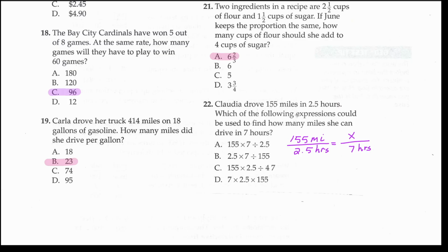See, it didn't say to solve for the answer of X. It's only telling you what is the expression, or how do you set up to solve for the value of X. In this case, you will need to multiply 155 times 7, then whatever it is, divide by 2.5. And that looks like A. So let's mark A for that.